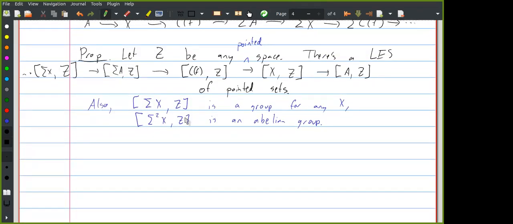Okay, if people want me to talk about this, I can say more about why this is true. But essentially the point is that a suspension has a co-group structure up to homotopy in the homotopy category.